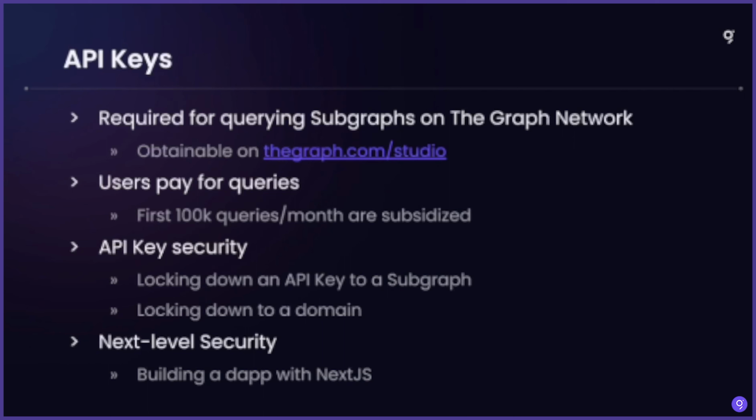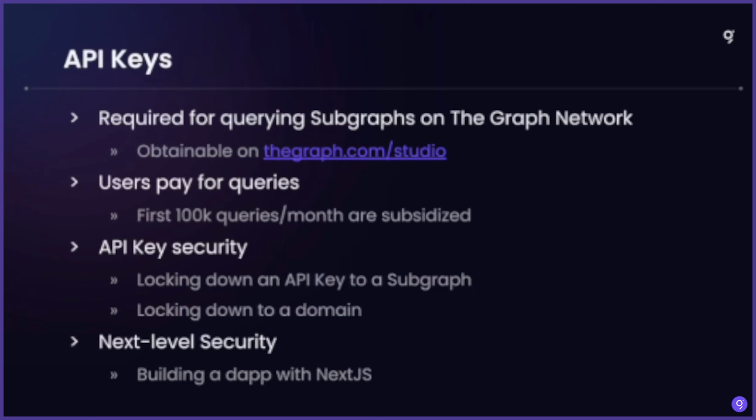So when you're going through this process and you're saying, okay, I have a subgraph, I know what I'm querying, I'm building my dApp, I have an API key, I'm going to lock down my API key to the subgraph. That's step one. That's a big step. Two being locking it down to a domain. And we allow you to lock this down to multiple domains.